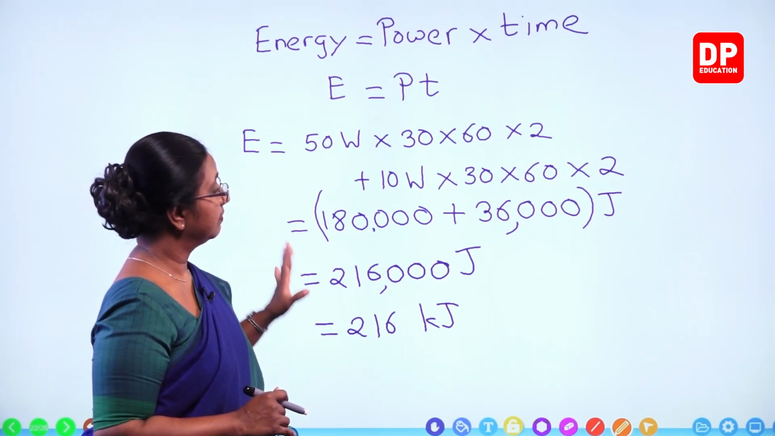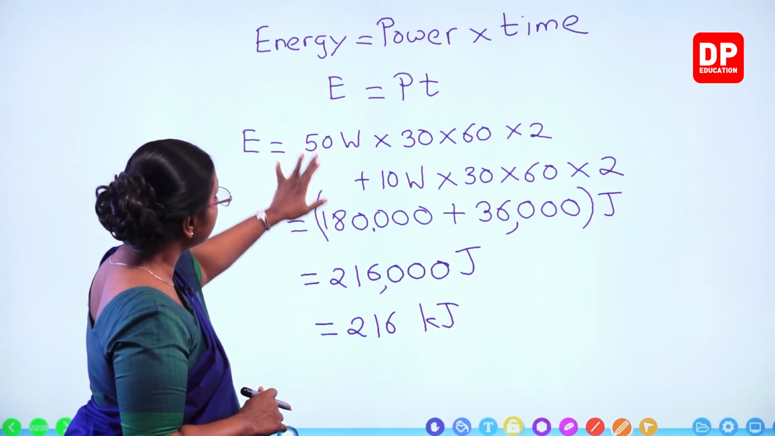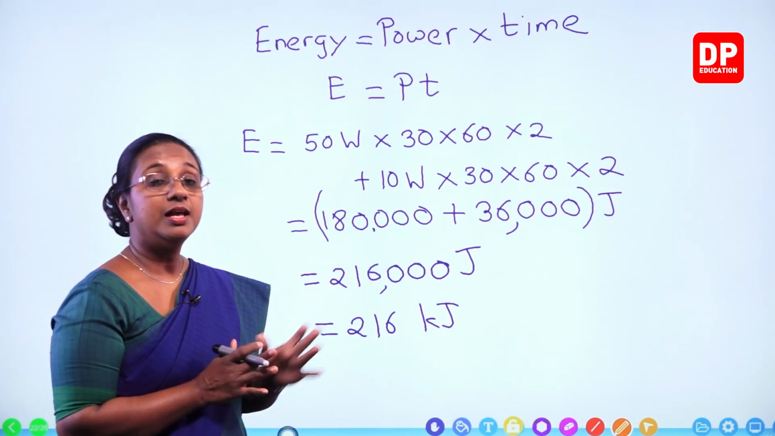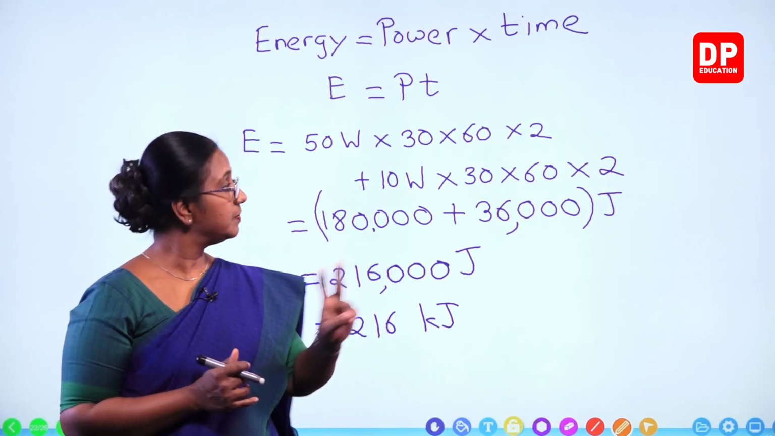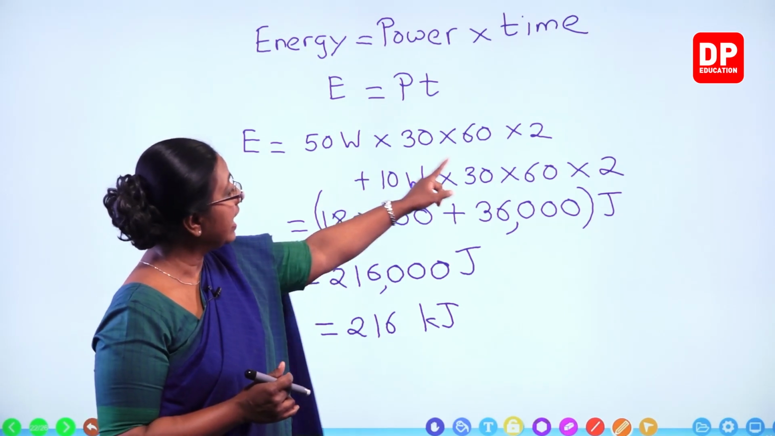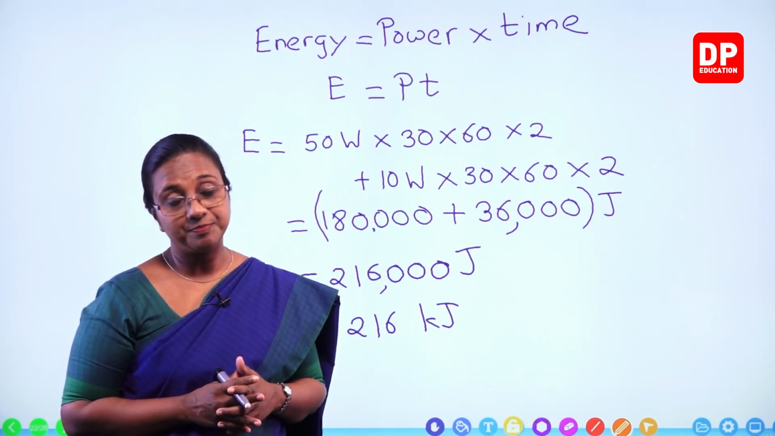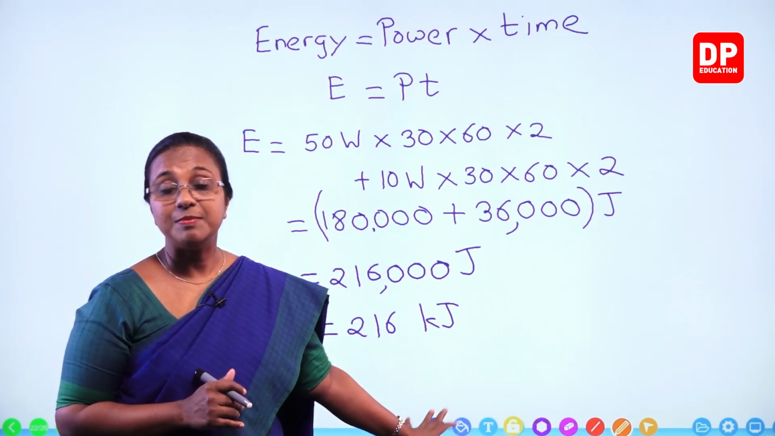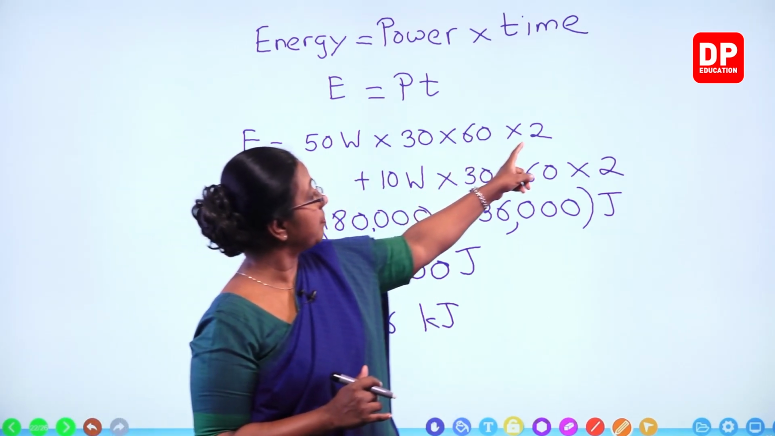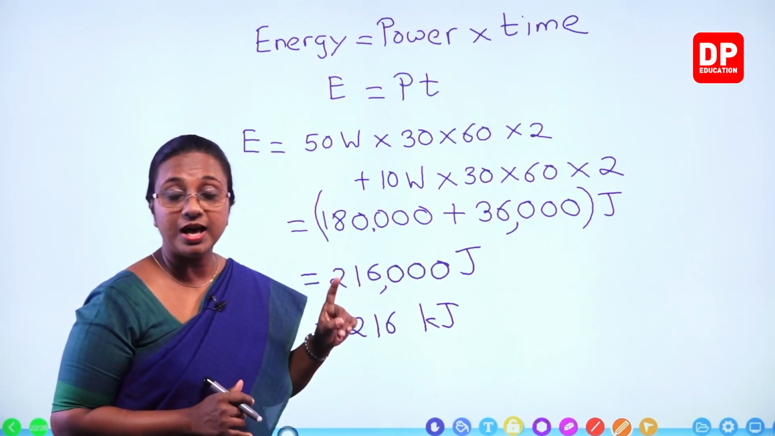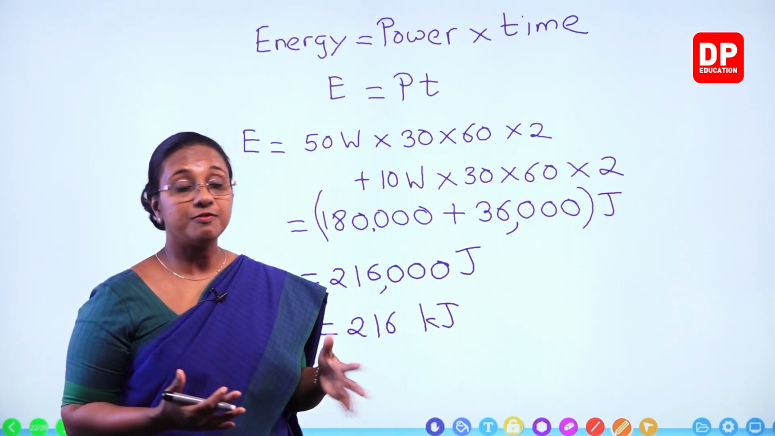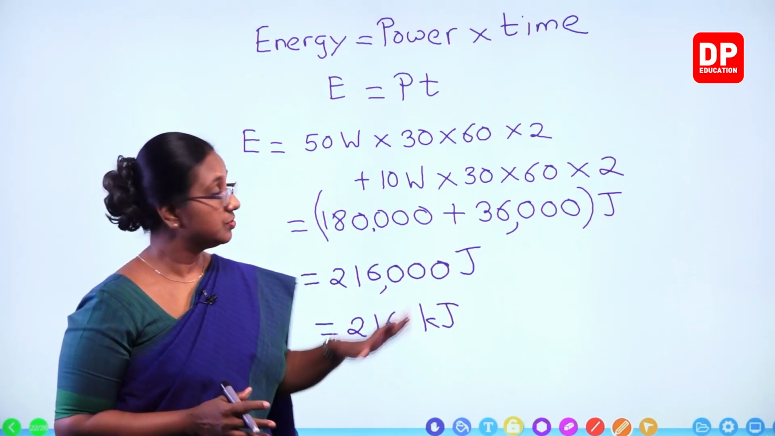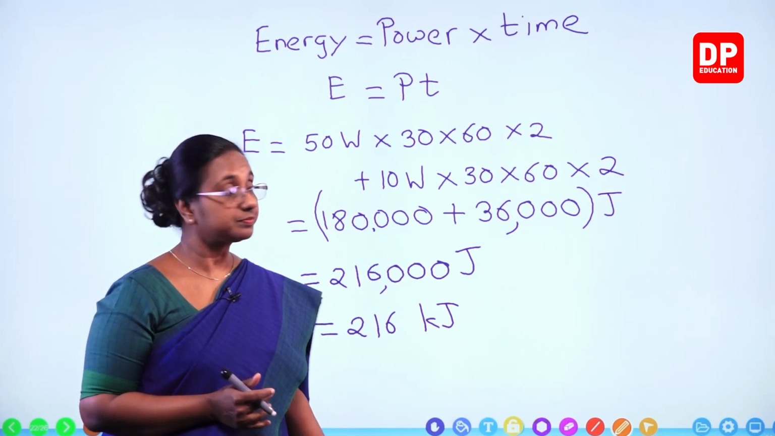Or else, what you can do is, you know the power of the 2 bulbs. You can add them together. Each type, 2 bulbs, you multiply by 2. And then you can multiply by time. Either way is fine. But this is the easiest way, because if they change the number of bulbs or the amount of time it is being used, then of course this method is more convenient to calculate. So, we will stick to this method.